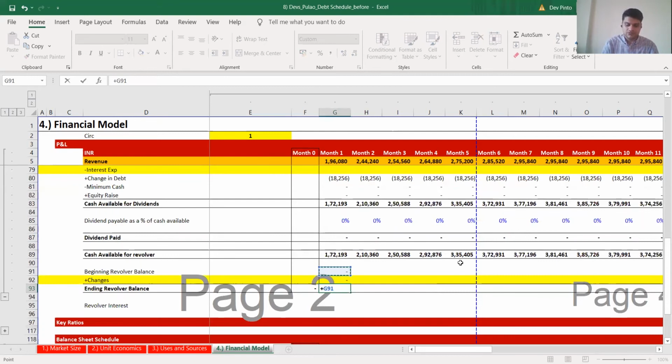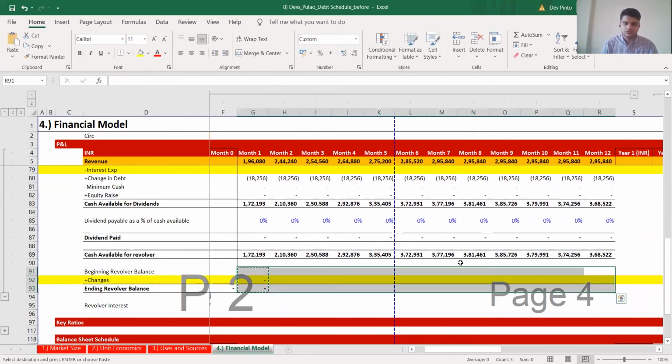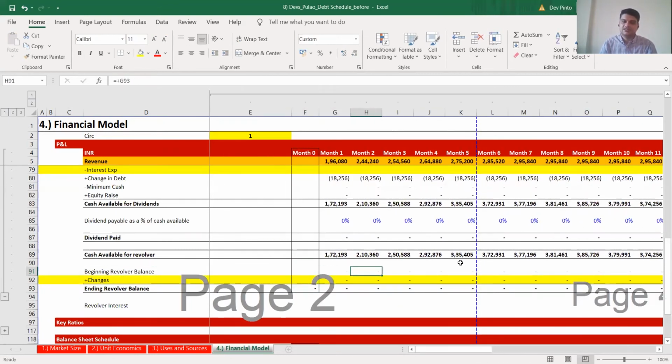Let's test to see if our revolver works. Suppose I make this minus 1,000, right? Is the revolver working? It is, right? Because what does minus 10,000 here mean? It means that I've hard coded this number, so don't worry where it came from.